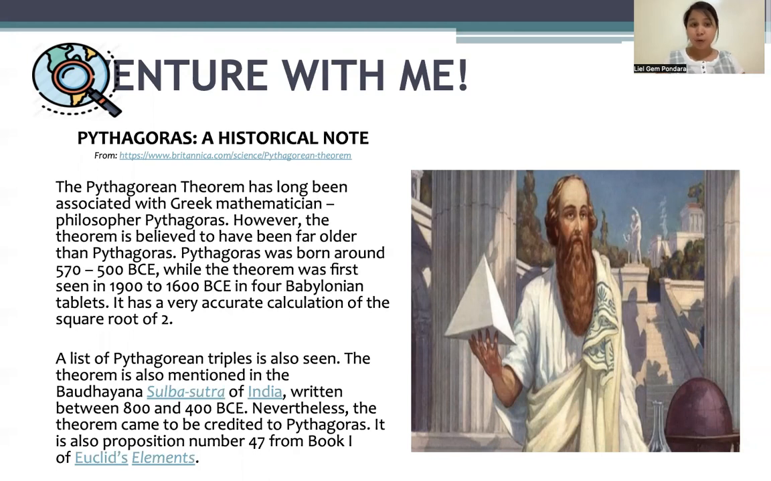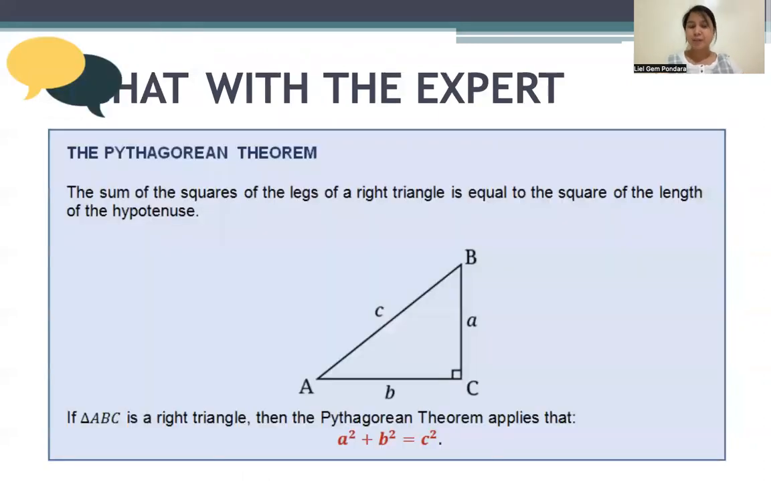A list of Pythagorean triples is also seen. The theorem is also mentioned in the Bodhayana Sulbasutra of India, written between 800 and 400 BCE. Nevertheless, the theorem came to be accredited to Pythagoras. It is also proposition number 47 from book 1 of Euclid's Elements. So this is Pythagoras. Now let's start with the Pythagorean theorem.